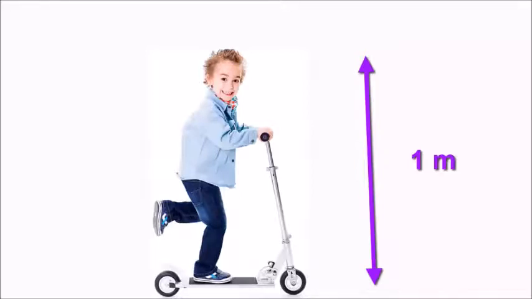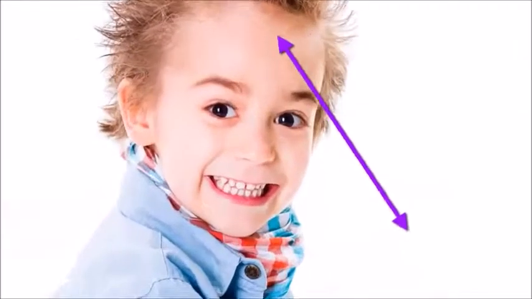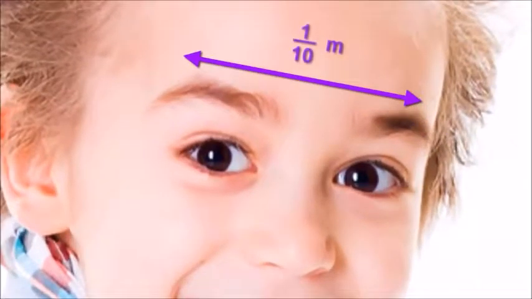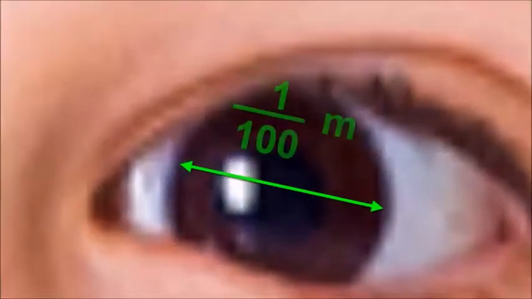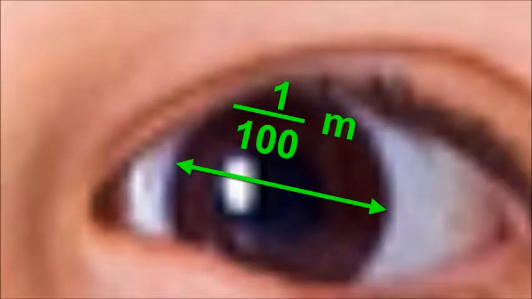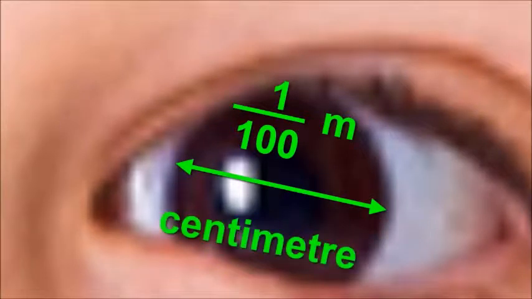Now let's find something about 1/10 of Lee's size. The distance between his eyebrows is about right. Let's zoom in to magnify this by 10 so it fills up the screen. Now what's 1/10 of this distance? The width of Lee's iris. That's the coloured part of his eye. His iris is 1/100th of a metre wide. 1/100th of a metre is also called a centimetre.